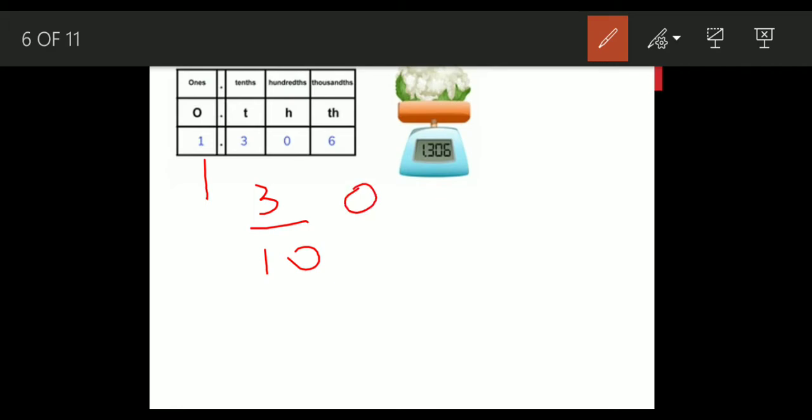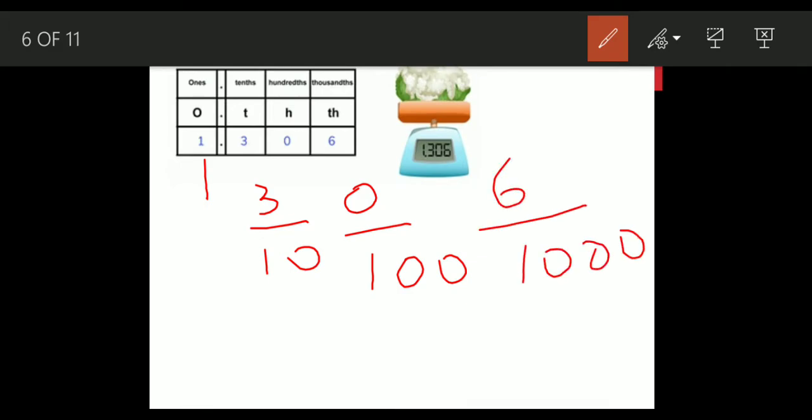That is 0 hundredths. Next represents thousandths. That is 6 thousandths. Okay, so imagine 6 thousandths is, out of 1000 pieces I have only 6. So it's very small, like from tenths, 3 is itself very small. Out of hundredths 0 and out of thousandths 6 means what? You have only a very little amount.